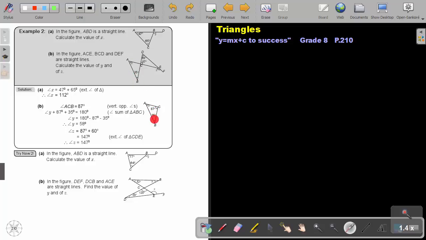I just redraw that one there. And now to find this angle, I use the property that the sum of the interior angles adds up to 180. So form an equation, and then to solve this equation, we subtract 87 on this side as well as on this side, and then it will cancel there. We subtract 35 on this side as well as on this side. And then we will find that the value of y is 58. And then the value of z, remember this is the exterior angle and these are the opposite interior angles. So to find z, I will just add these opposite interior angles and I will find 147.